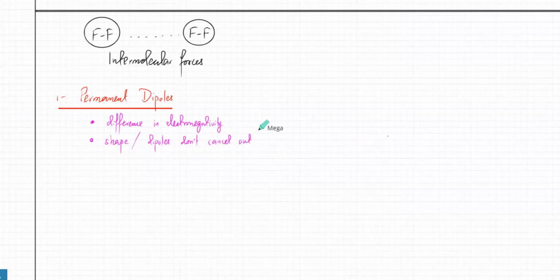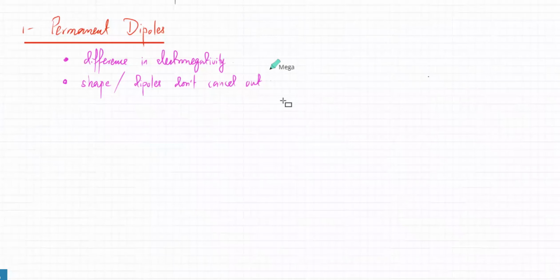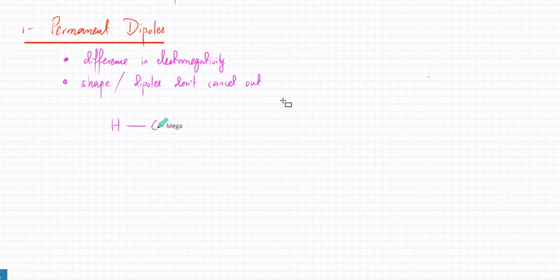So let's discuss this. Remember, permanent dipoles depend on two things. There should be a difference in electronegativity of the molecule. So for example, if I have an HCl molecule and I have another HCl molecule, the HCl molecule has a covalent bond with one electron being shared. The other HCl molecule also has a covalent bond with one electron being shared.